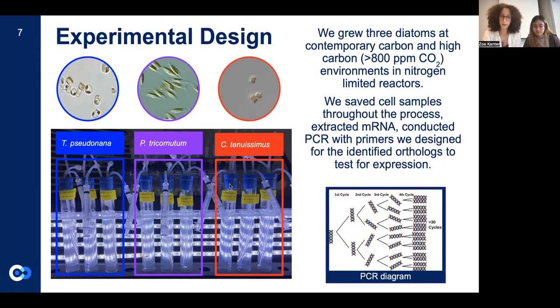We grew them for about a week in low carbon, and then we did it again in high carbon. Throughout this whole process, we were saving cell samples, so that we could later extract the mRNA and conduct PCR with primers that we designed in order to test for the transcript levels of the identified orthologs.